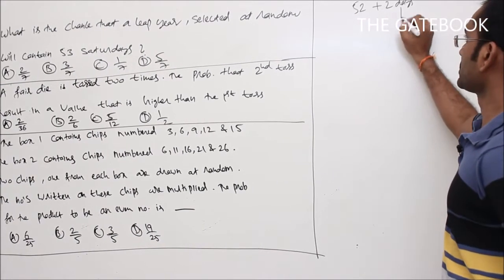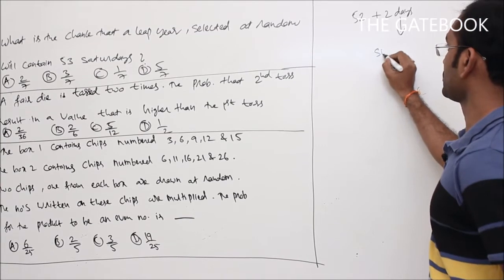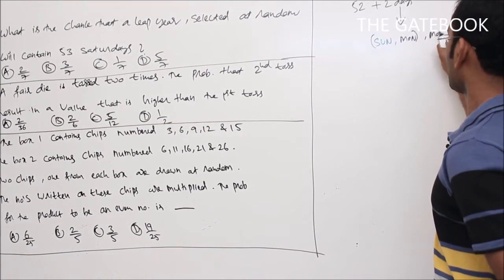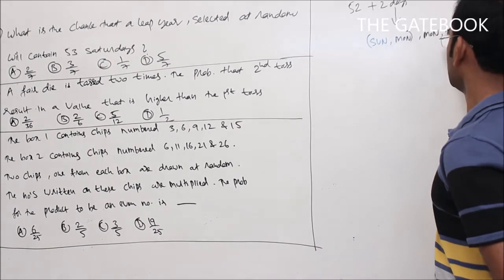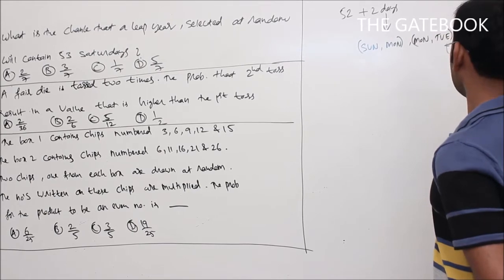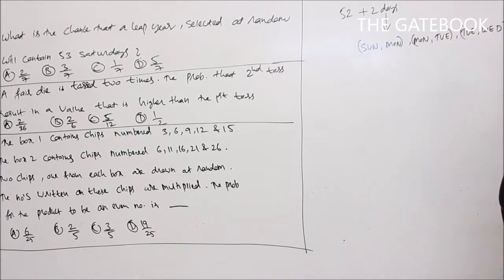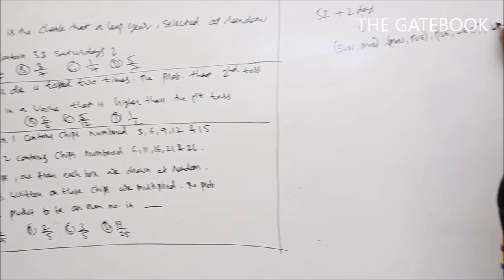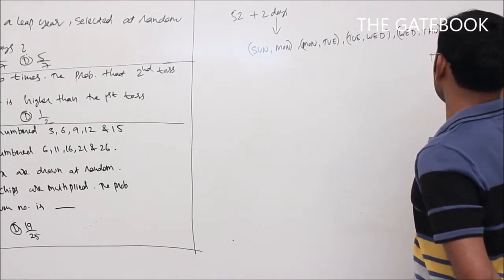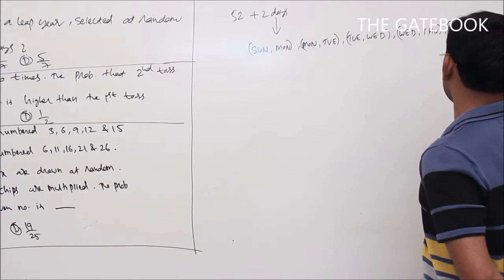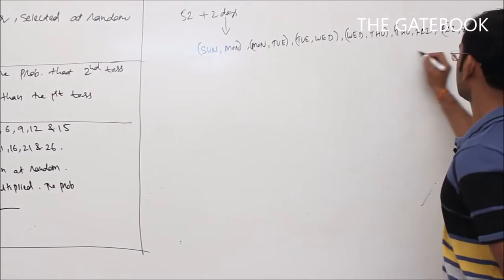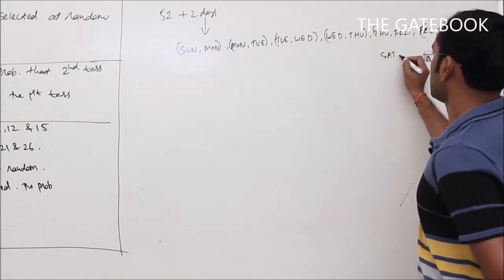So those 2 days extra may be a combination of Sunday, Monday; Monday, Tuesday; Tuesday, Wednesday; Wednesday, Thursday; Thursday, Friday; Friday, Saturday; and finally Saturday, Sunday.